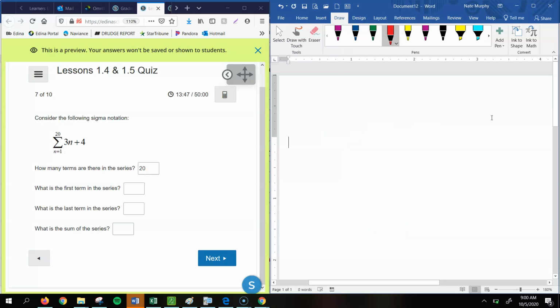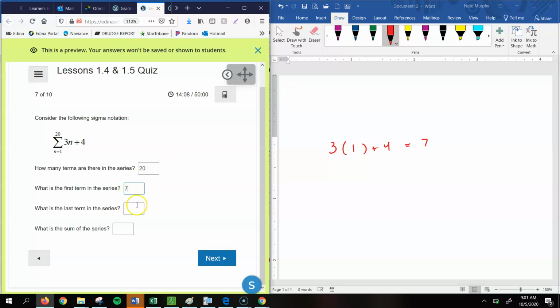All right. So to figure out what is the first term in the series, that's where we're going to use that explicit formula, 3 times n plus 4. And so to find the first term in the series, we just put 1 in there for n. So 3 times 1 is 3, and then 3 plus 4 is 7. So the first term in the series would be 7.